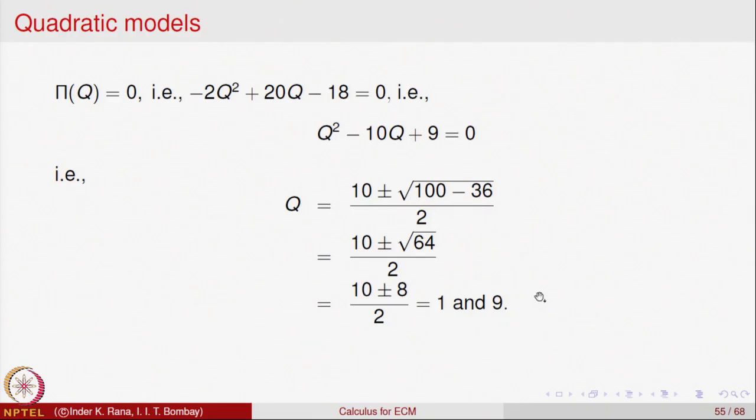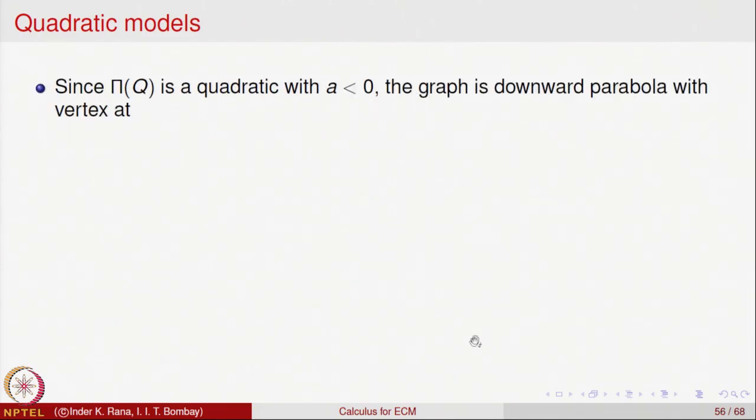So, there are two possibilities, that Q is equal to 1 or Q is equal to 9. That means what? The company will break even when it is producing only 1 unit, or it will break even when it is producing 9 units. So, that essentially means what? Let us try to interpret that, what more we can deduce.